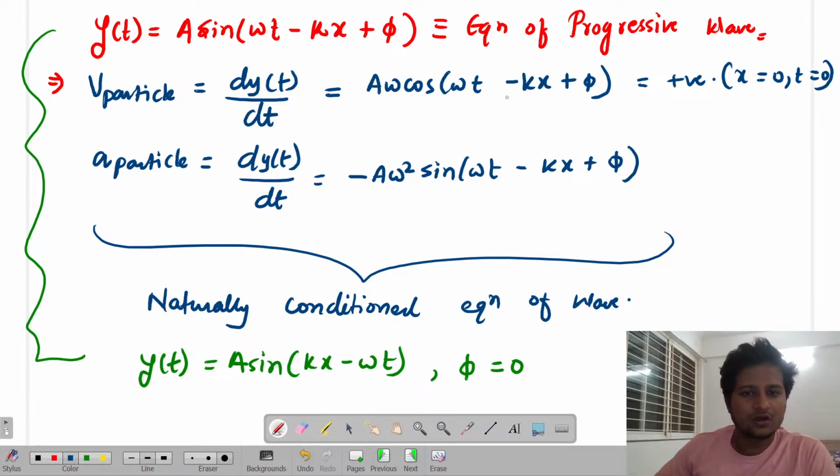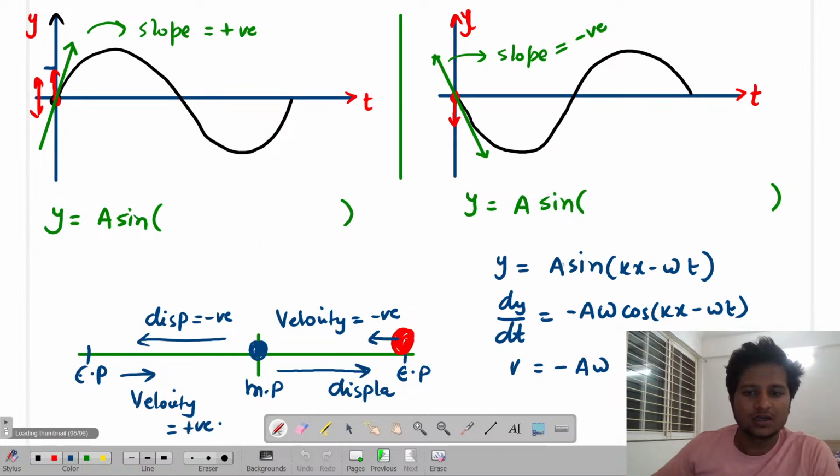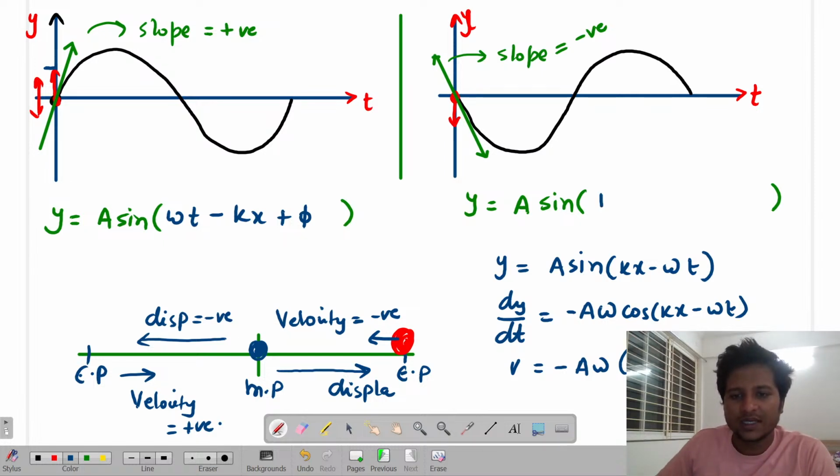So basically, the velocity of the particle is positive over here, if I put x is equal to 0, t is equal to 0 in these equations. If I put x is equal to 0, y is 0, and here the velocity is positive. And here, if I put in a sine kx minus omega t, the velocity is negative for x is equal to 0 and t is equal to 0. So these two graphs represent two different equations. If the slope is positive, that means the velocity is positive. So this graph is of a sine omega t minus kx plus phi, and this graph is of a sine kx minus omega t. Are you able to get me or not?